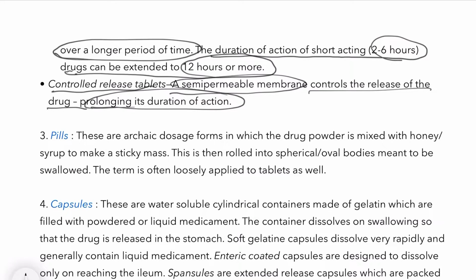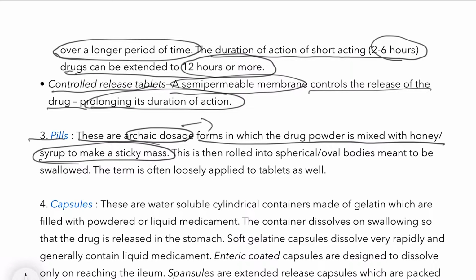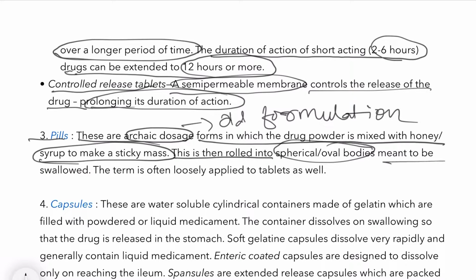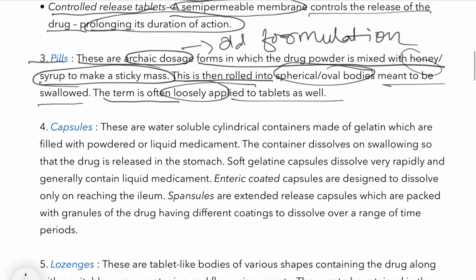Now next is pills. These are archaic dosage forms in which the drug powder is mixed with honey or syrup with a sticky mass. Archaic dosage means old formulation. Then this is rolled into spherical or oval bodies meant to be swallowed. This term is often loosely applied to tablets as well. In this form, tablet is also applied and they are mixed with honey or syrup.